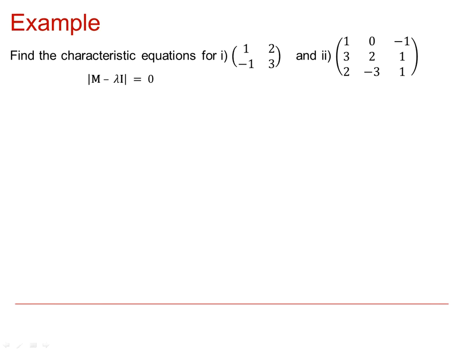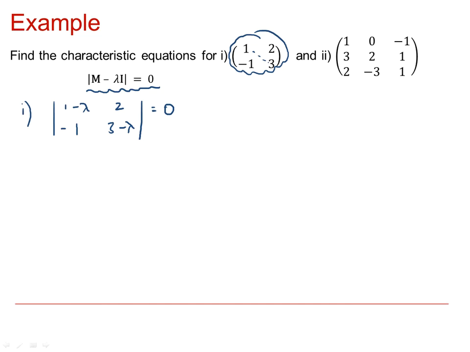We're going to find the characteristic equation for each of two matrices. Firstly, a 2 by 2 matrix and then a 3 by 3. In each case, we're going to be using this equation. It says that the determinant of M minus lambda I must be equal to 0. So for the first one, the determinant will be equal to 1 minus lambda and then 2 and then negative 1 and 3 minus lambda. So notice the elements in there are just the elements from the matrix here, but minus lambda on the leading diagonal. And that must be equal to 0.